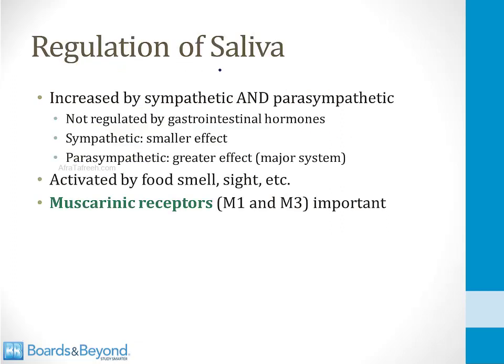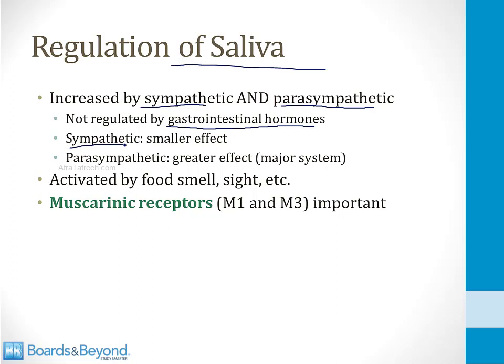The regulation of salivary flow is interesting. It is regulated by both the sympathetic and parasympathetic systems. Importantly, it's not regulated by any gastrointestinal hormones, so the GI hormones like gastrin and secretin and cholecystokinin, they have no effect on salivary flow.